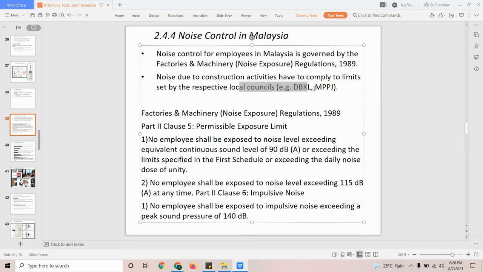And then we can have any limitation applied by the local council, meaning DBKL or MPPJ. So depending on where you do your construction at site, then they can impose a limitation on when you can work and when you cannot work. So for example, if you're working nearby a residential building, then they might limit you to a 5 day working week. So you can only work from Monday to Friday, because Saturday and Sunday is the rest of people.